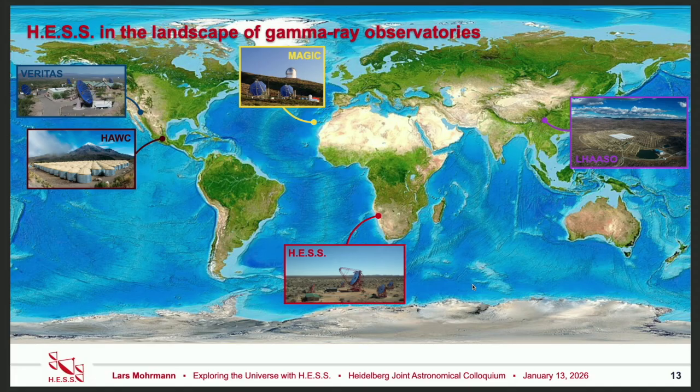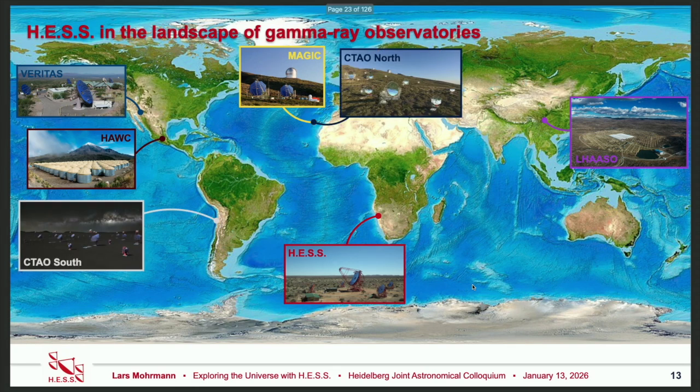And naturally, future experiments will be trying to go south as well. So the next generation array of Cherenkov telescopes is going to be CTAO, or the Cherenkov Telescope Array Observatory, which will consist of even more telescopes than H.E.S.S. to achieve an even better sensitivity, of course. This is currently being constructed on two sites. One in the north, also in La Palma, and one in the south in the Atacama Desert in Chile.